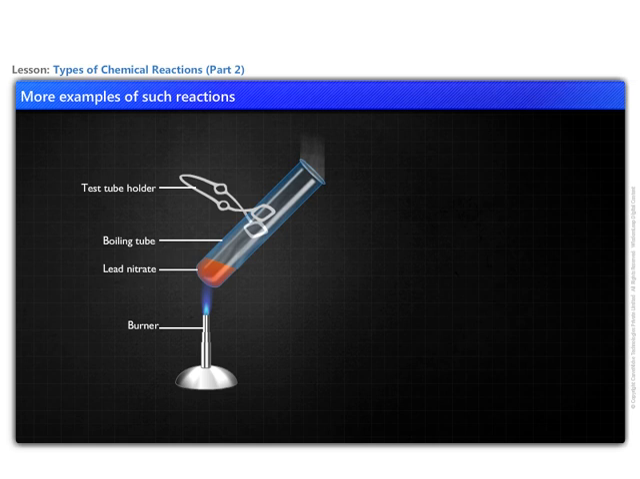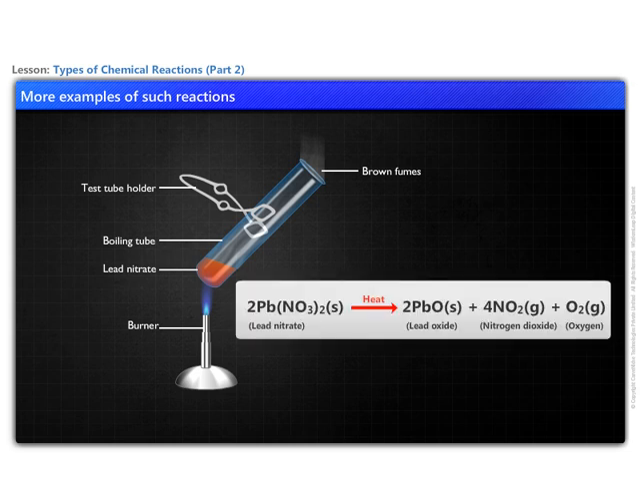More examples of such reactions. Heating of lead nitrate powder. Take about 2 grams lead nitrate powder in a boiling tube. Hold the boiling tube with a pair of tongs and heat it over a flame as shown. You will observe the emission of brown fumes. These fumes are of nitrogen dioxide, NO2. This is the reaction of lead nitrate decomposing into lead oxide, nitrogen dioxide and oxygen.